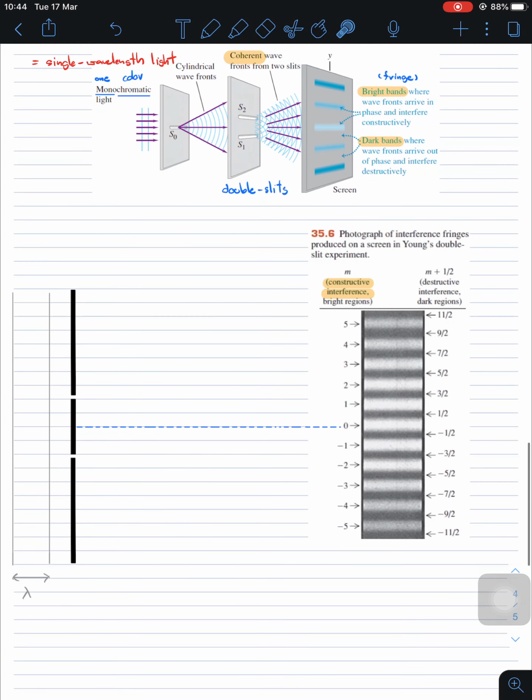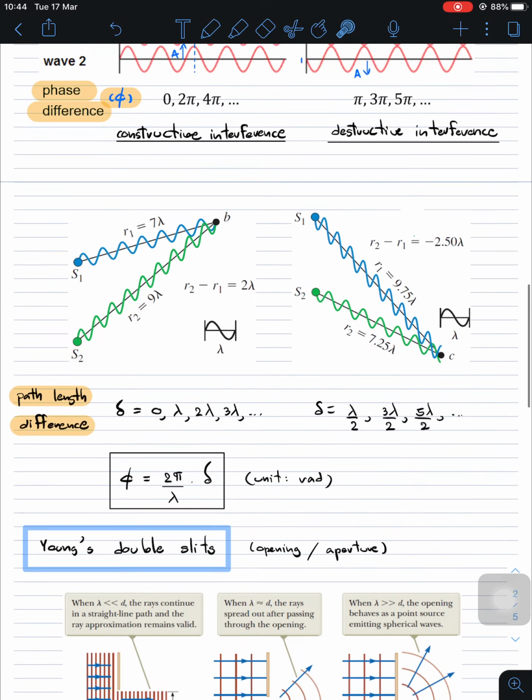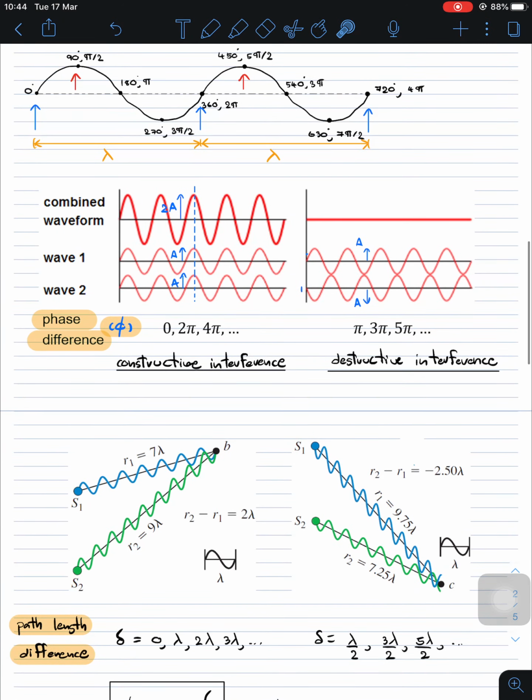On the other hand, the dark fringe comes from destructive interference. This one is the dark fringe, and so on. It means that the two waves sum up together and finally cancel each other. So this one again is the destructive interference, right?